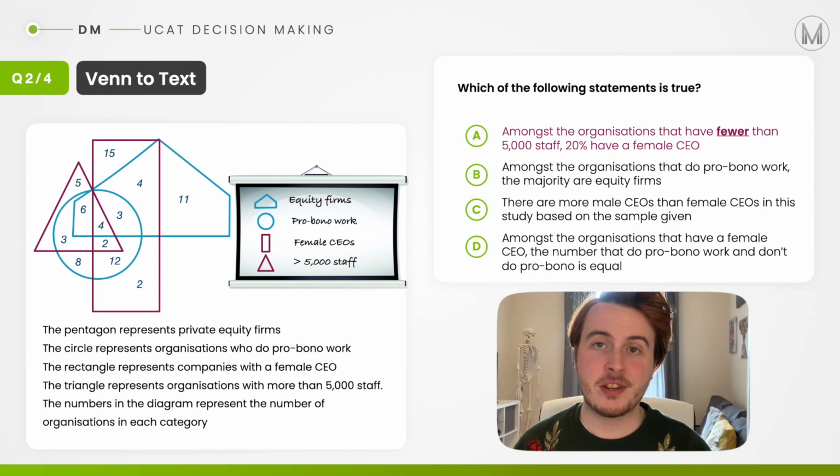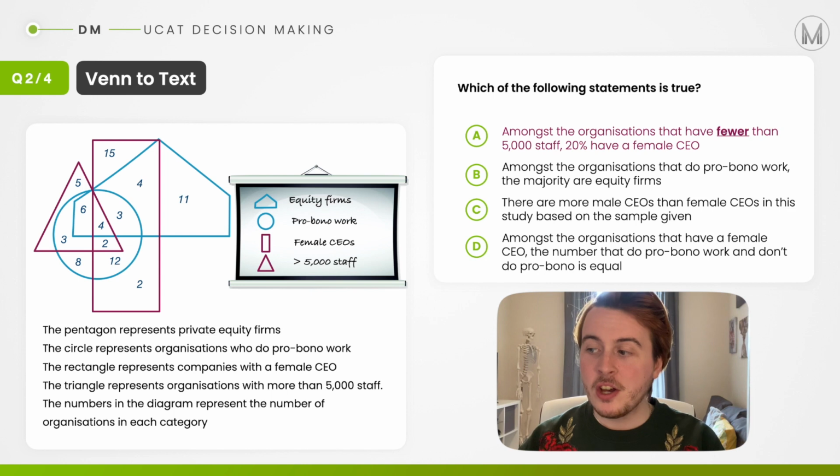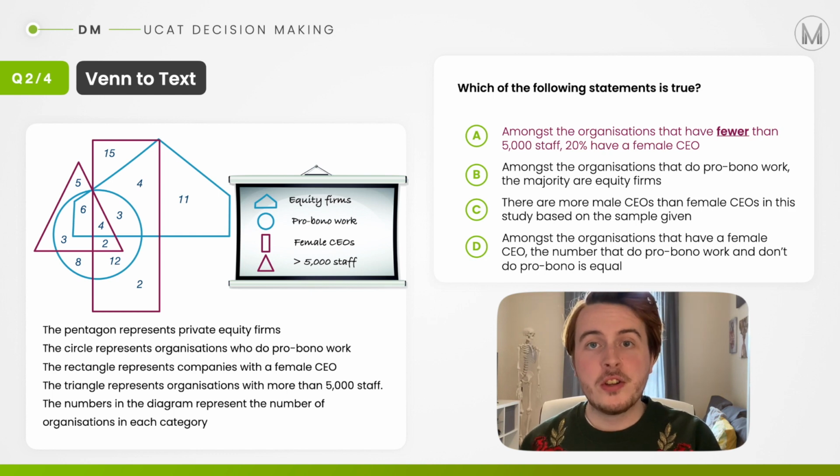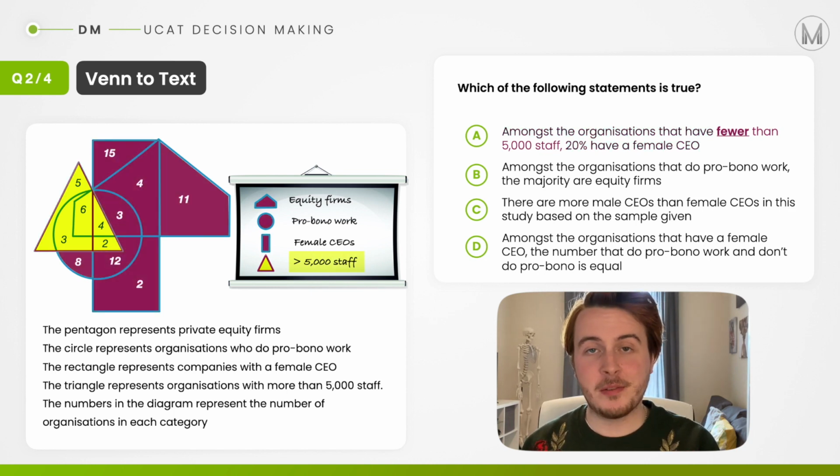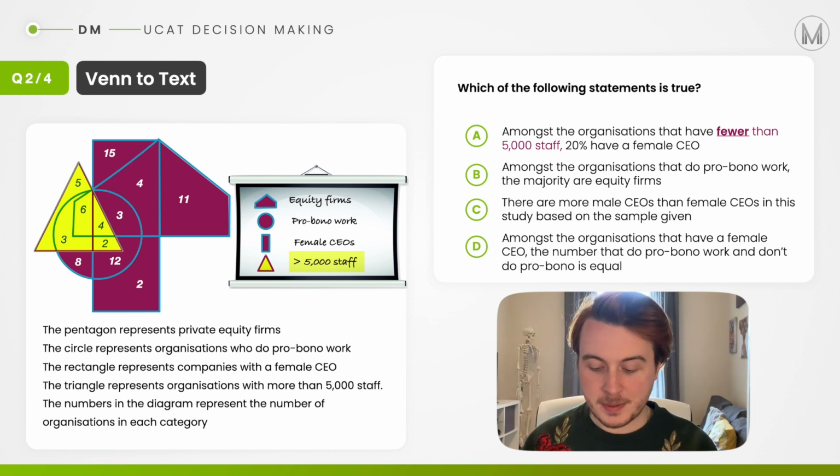So the next one that we're going to go with is probably just working by convention at this point. All three of the other options are going to need some sort of maths involved. So let's just start up at A. So we're being asked, amongst the organisations that have fewer than 5,000 staff, 20% have a female CEO. So our initial thought is, well, we have the triangle representing 5,000 staff. But be careful here, because that triangle represents over 5,000 staff. We're wanting fewer. So anything that's not within that triangle must have fewer than 5,000 staff. So we're going to need to be taking everything else going on here.